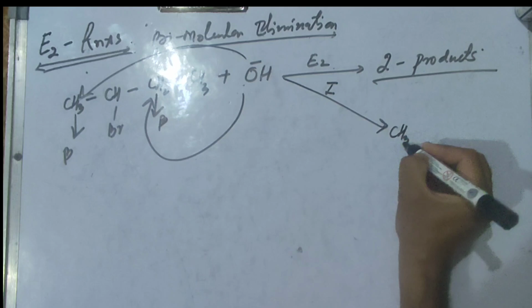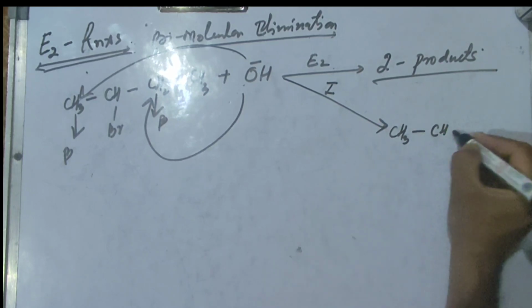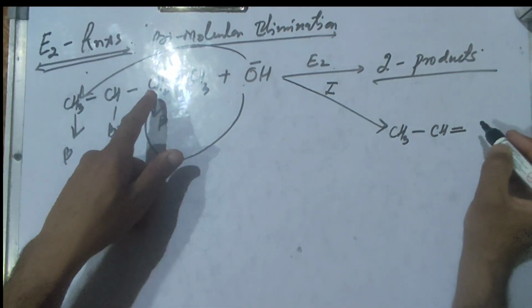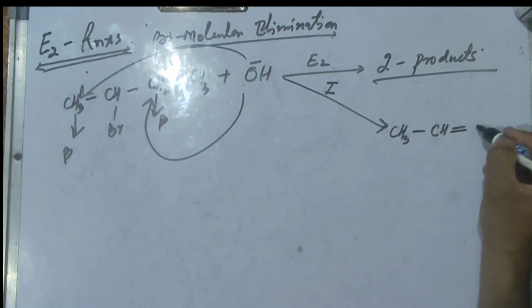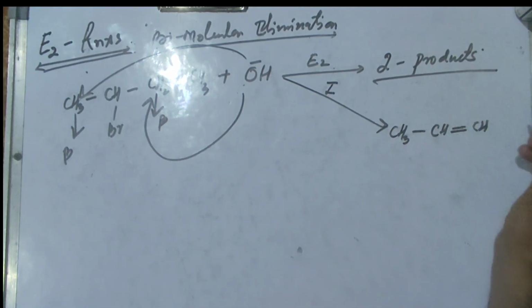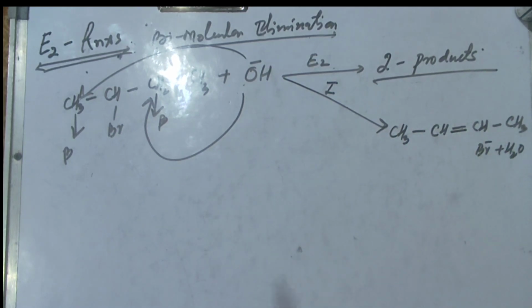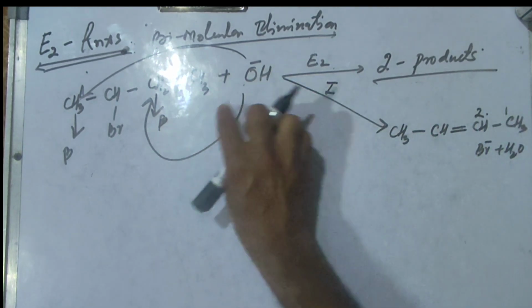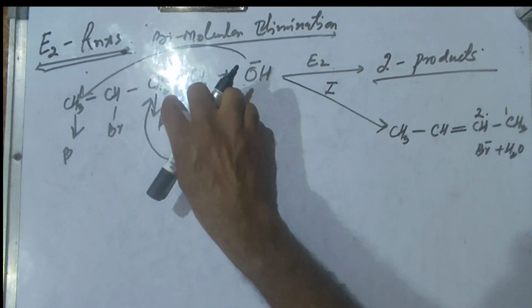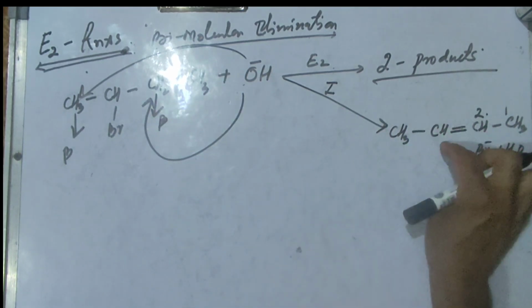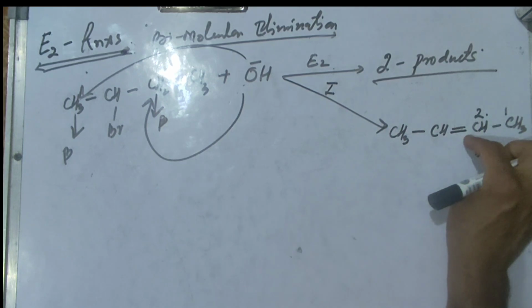So we will get CH3 CH double bond CH CH3, plus we will have H2O and Br negative. So what actually happens, if we see here, the double bond is at carbon number 2. In the first case, if this OH removes hydrogen from here, then the double bond is at the center, or at carbon number 2.